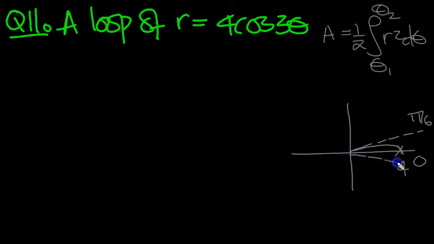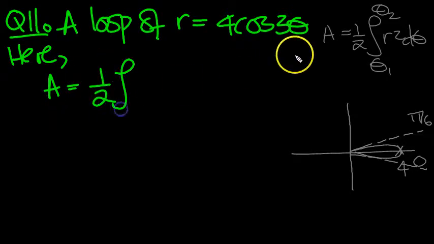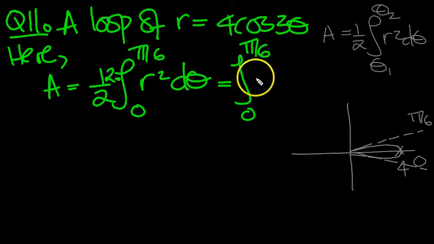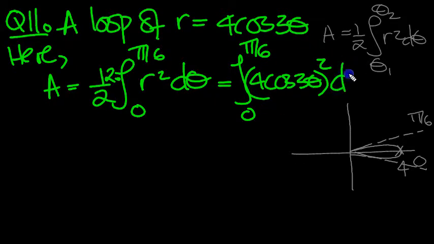And you can see the symmetry, so you're going to get a loop from this curve simply by going from 0 to pi over 6. So let's do that then. So here, the area then is equal to 1/2, using the formula for the area between the two values, but we're going to double it because we're just going to get 1/2 the value between 0 and pi over 6 of r squared d theta, which equals, the 2's cancel, the integral from 0 to pi over 6 of the 4 cos 3 theta, r squared d theta.